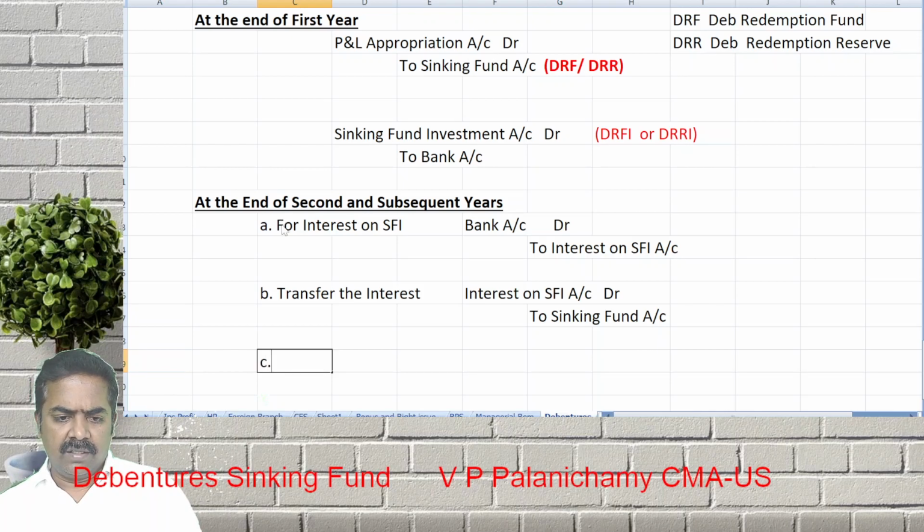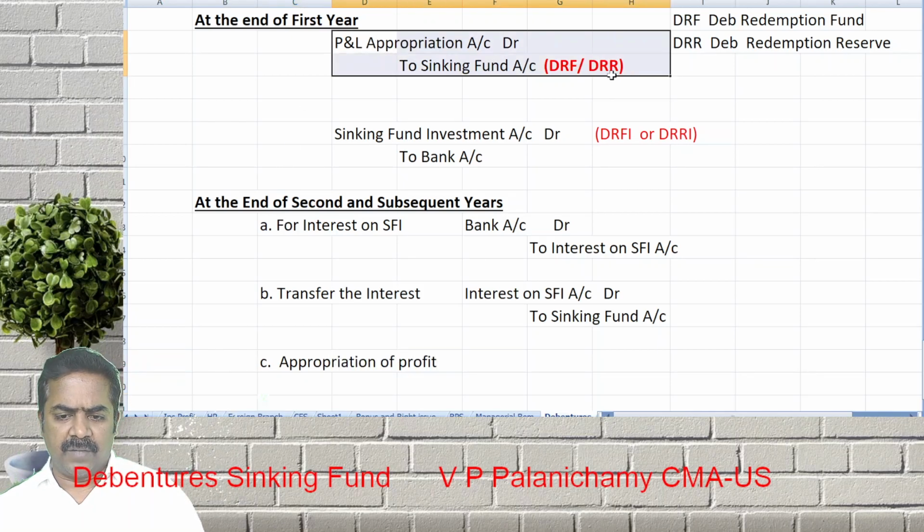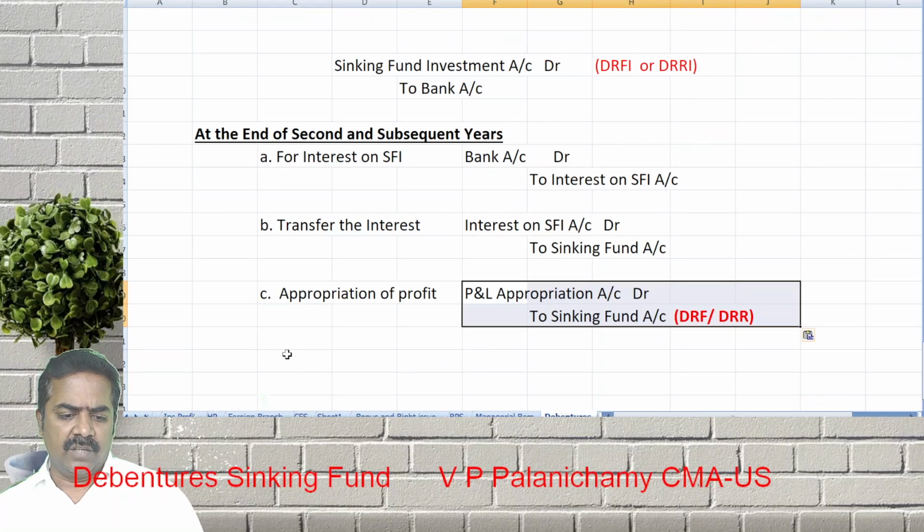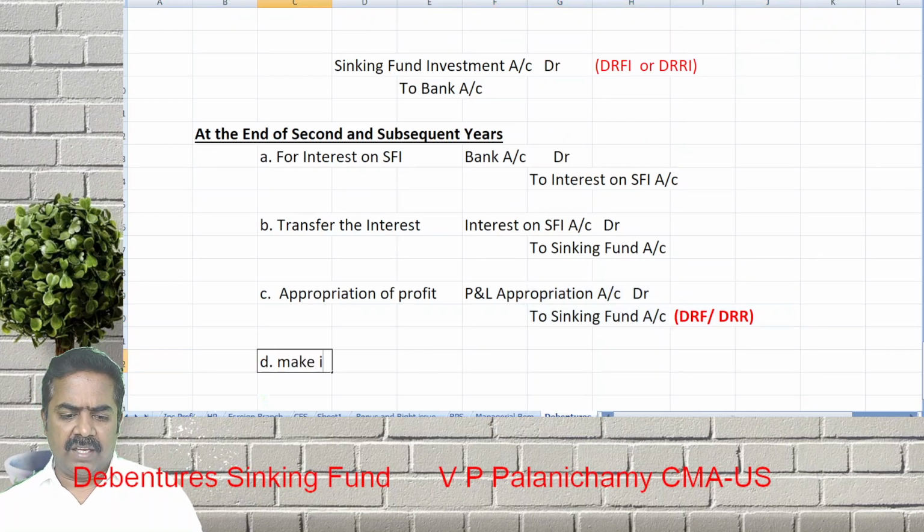Then this year also you will do appropriation of profit. The same entry will pass. What is the entry? P&L appropriation account debtor to which account? Sinking fund account. Then make the investment.